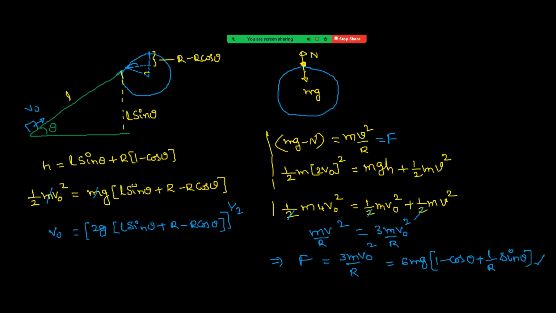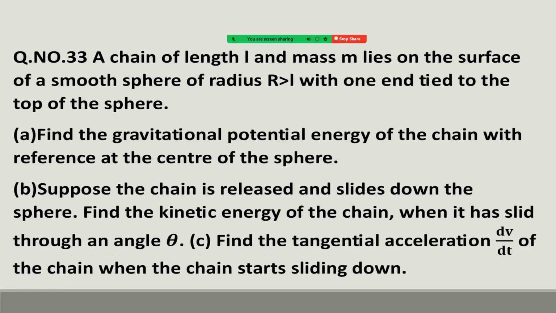Okay. So in this question, they may ask what is the normal reaction. What we can do is, we got mv square by r, then N equals mg minus that value. Okay. Let us see the next problem.